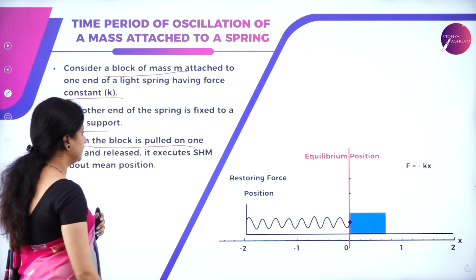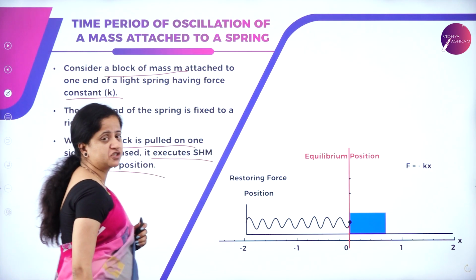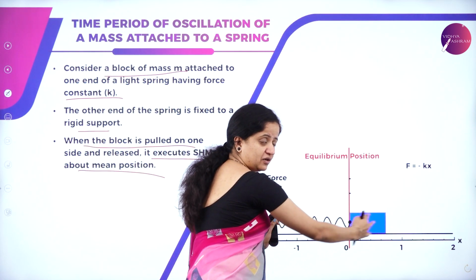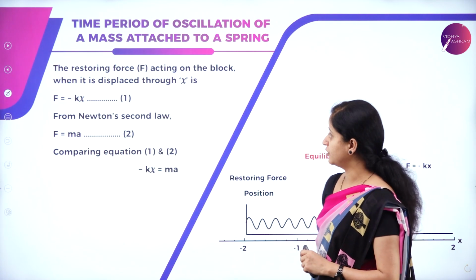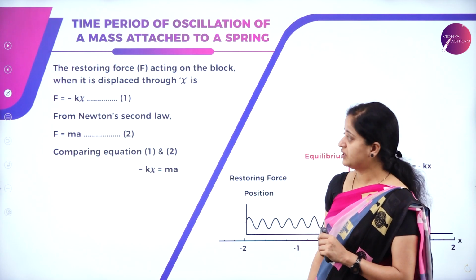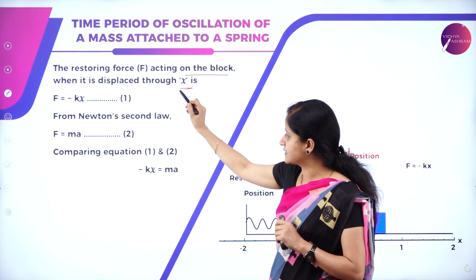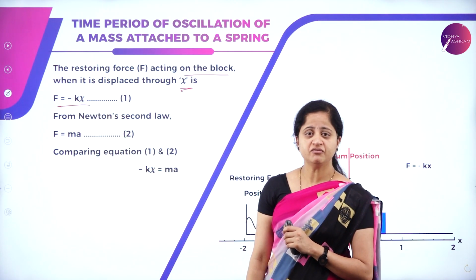When the block is pulled on one side and released, it executes simple harmonic motion about its mean position. So if it is pushed and released, it will undergo oscillation, it will undergo a simple harmonic motion. Here the restoring force acting on the block when it is displaced through a distance of x is given by F is equal to minus Kx according to our force law.